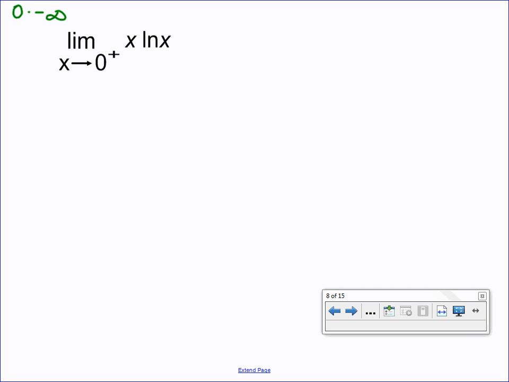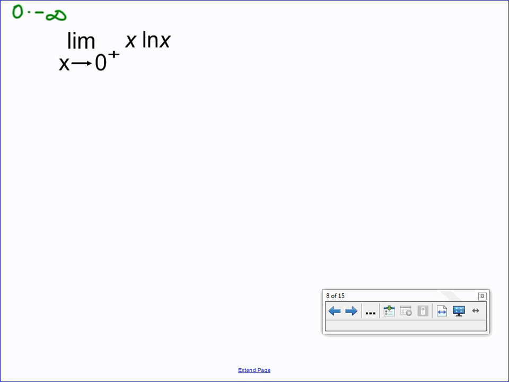If the first quantity shrinks to 0 more quickly, it'll pull the overall value of the product to 0. If the second quantity goes to negative infinity more quickly than the first one shrinks, it'll pull the overall value towards negative infinity. Keep in mind that depending upon which direction 0 is being approached from, positive or negative, it could change this to a positive infinity. And so we've got all kinds of possibilities here, and that's why it's indeterminate.